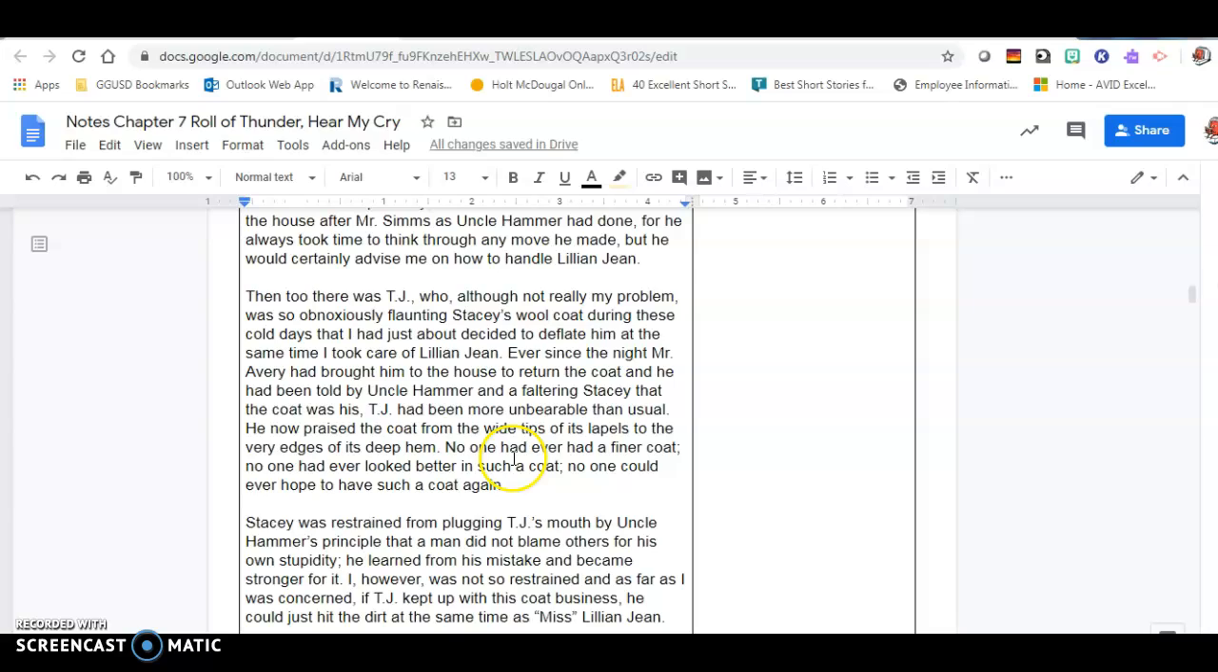Then, too, there was TJ, who, although not really my problem, was so obnoxiously flaunting Stacy's wool coat during these cold days, and I had just about decided to deflate him at the same time I took care of Lillian Jean. Ever since the night Mr. Avery brought him to the house to return the coat, and he had been told by Uncle Hammer and a faltering Stacy that the coat was his, TJ had been more unbearable than usual. He now praised the coat from the wide tips of its lapels to the very edges of its deep hem. No one had ever had a finer coat. No one had ever looked better in a coat. No one could ever hope to have such a coat again.